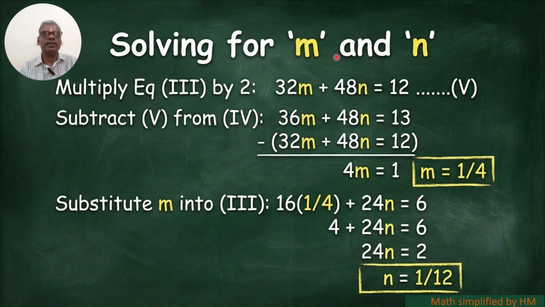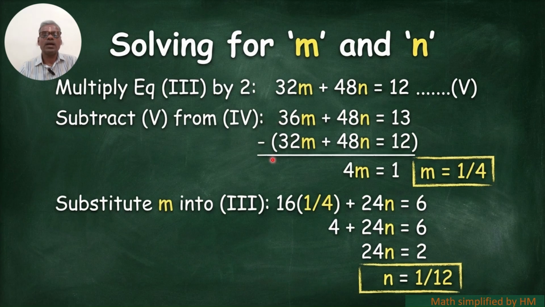Solving for m and n, multiply equation 3 by 2. Subtract 5 from 4. 32m plus 48n is equal to 12, equation 5. 36m plus 48n is equal to 13 is our other equation.